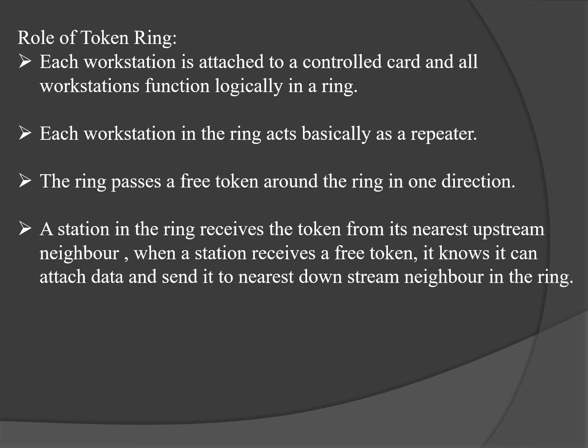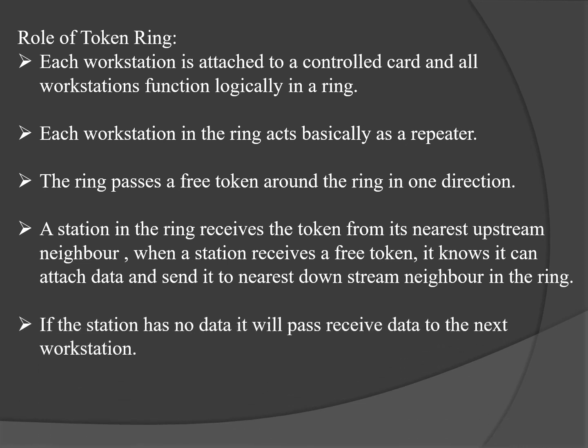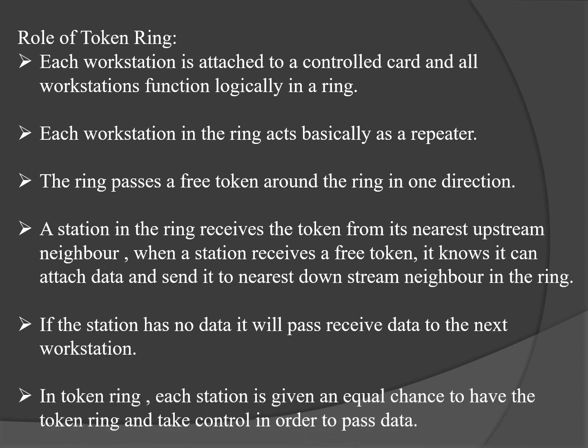If the token is occupied, it can't transmit its own data. If it is free, it can transmit the data to the other end. If the station has no data, it is just going to pass the token on to the next station. In token ring, each station is given an equal chance to have the token and take control in order to pass the data.